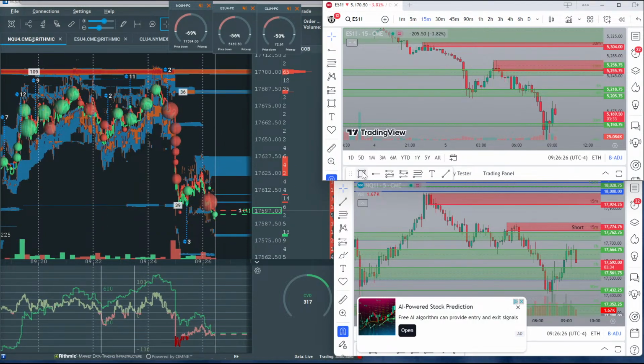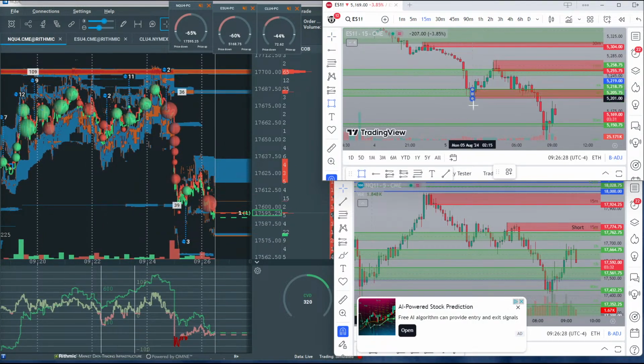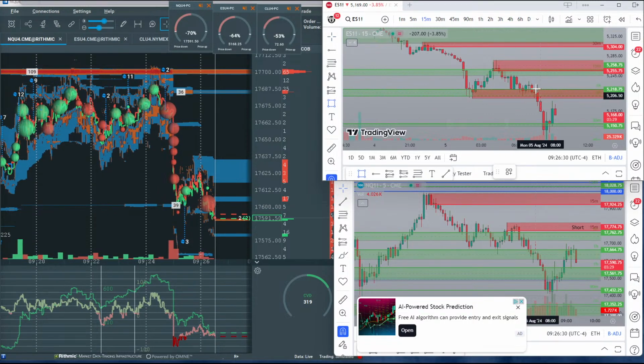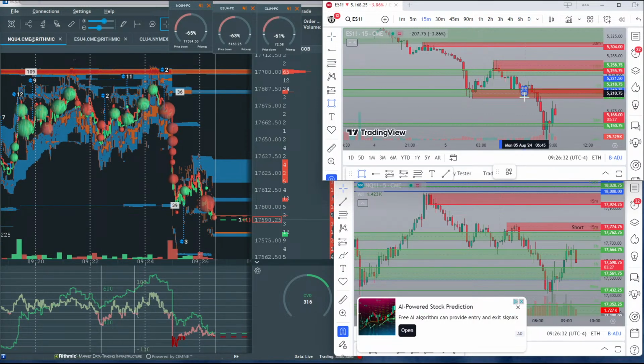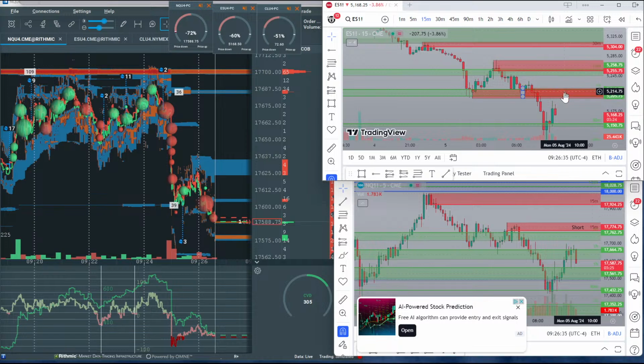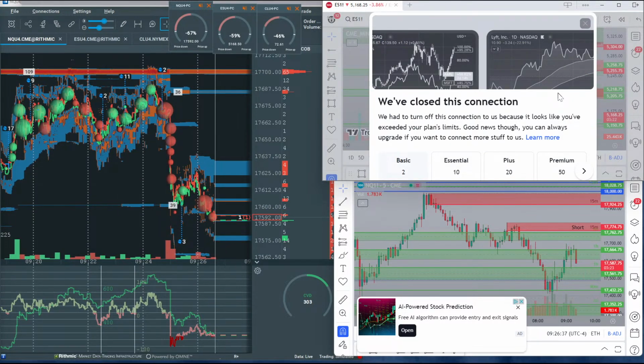So you see how we sort of have a breaker block? We have our breaker block right here. We have another breaker block formed right here. So we have some breaker blocks lining up in this area on ES. So that would be for SPY as well.